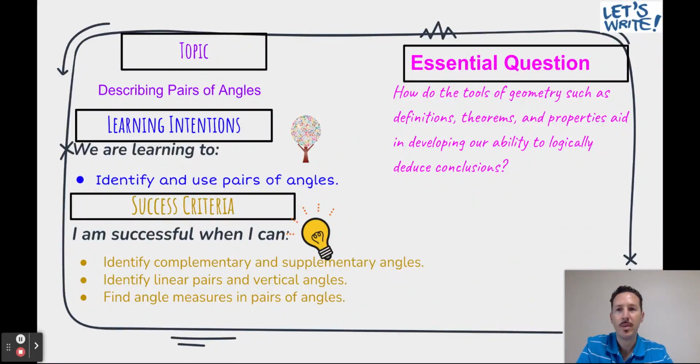Welcome back. Here we are in our next lesson, lesson number 6, and we're going to talk about describing pairs of angles. So the learning intentions we have are to identify and use pairs of angles, and for you to be successful, you want to be able to identify what's known as complementary and supplementary angles, as well as identify linear pairs and vertical angles, and finally, finding angle measures in pairs of angles.